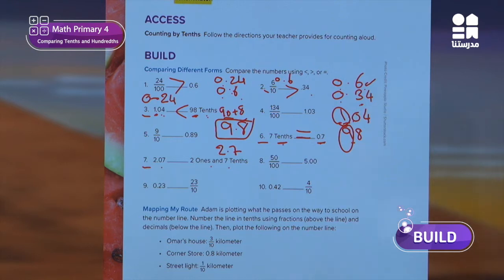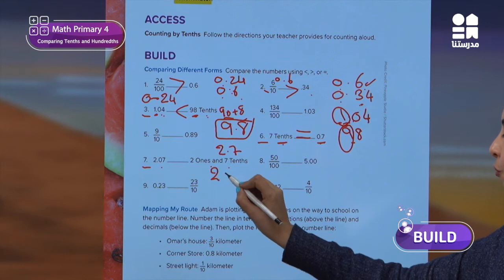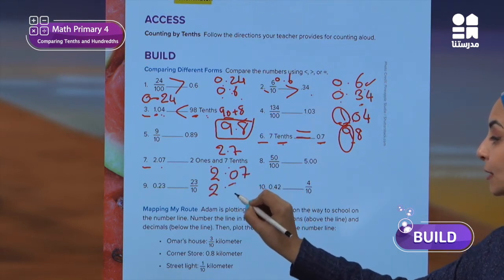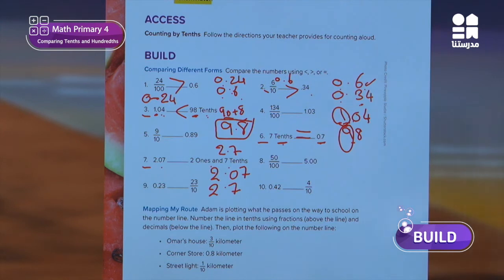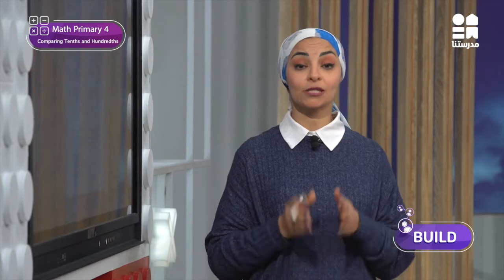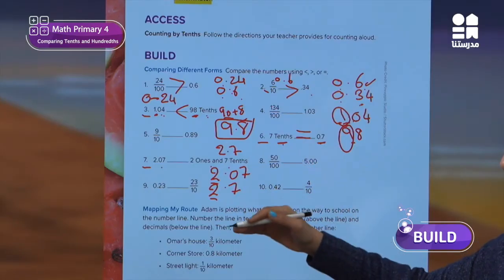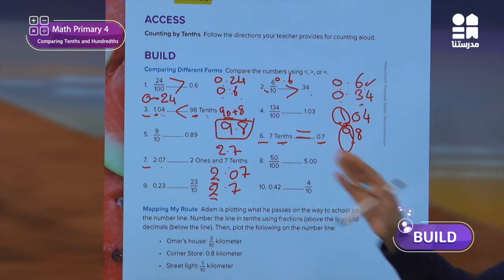So now I want to compare between 2.7 and 2.07. I must put them under each other. So I will write 2.07 and under it 2.7. Then what should I do? I will compare the digits in the ones place first. Don't we see here that the ones place is the same? Both have 2 in the ones place.